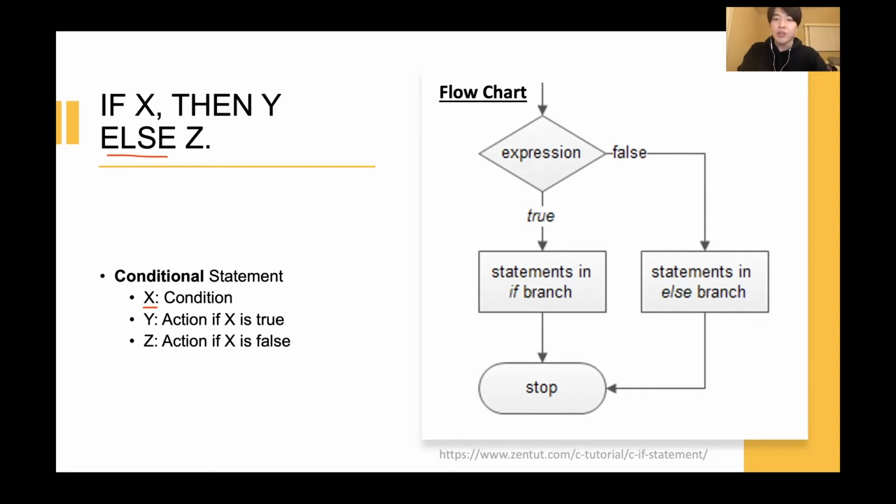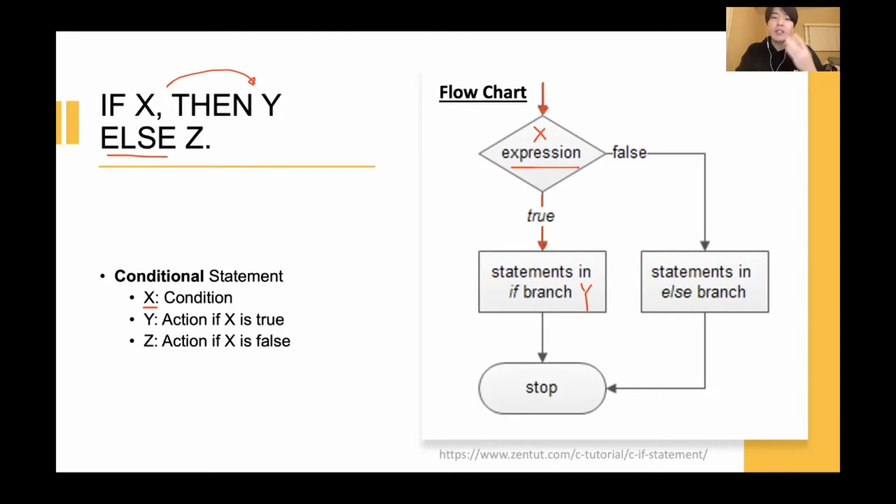Here we have a flow chart again. We have incoming input, and here's the expression or condition, in this case x. We have two possibilities. x could be true. If it's true, it goes through this and does action y, because it said if x, then do y.